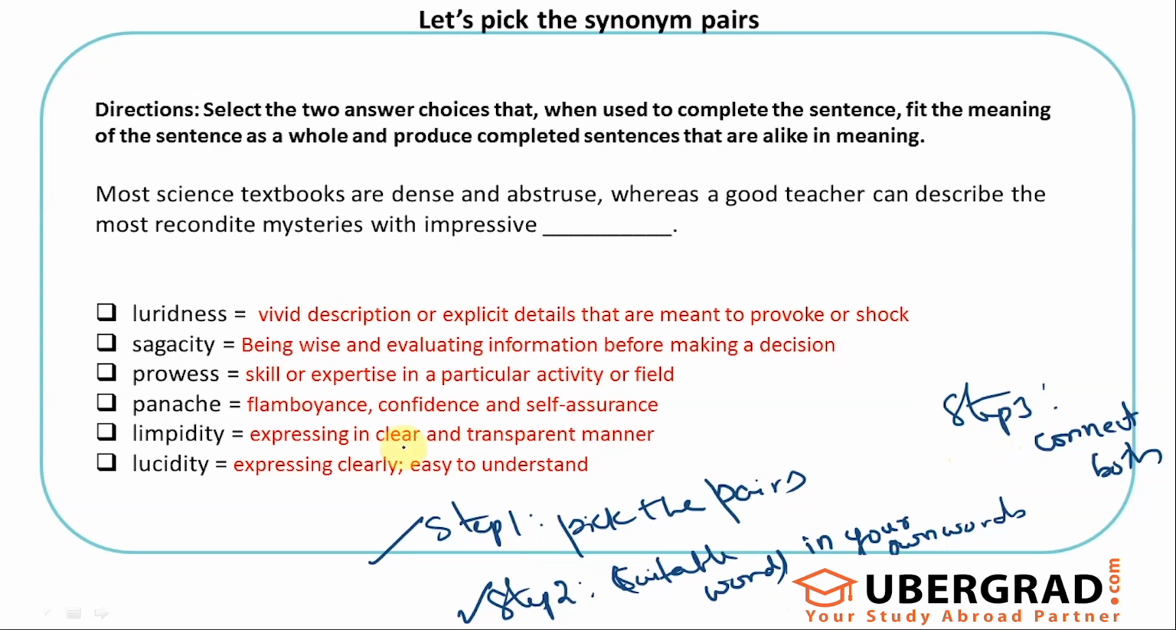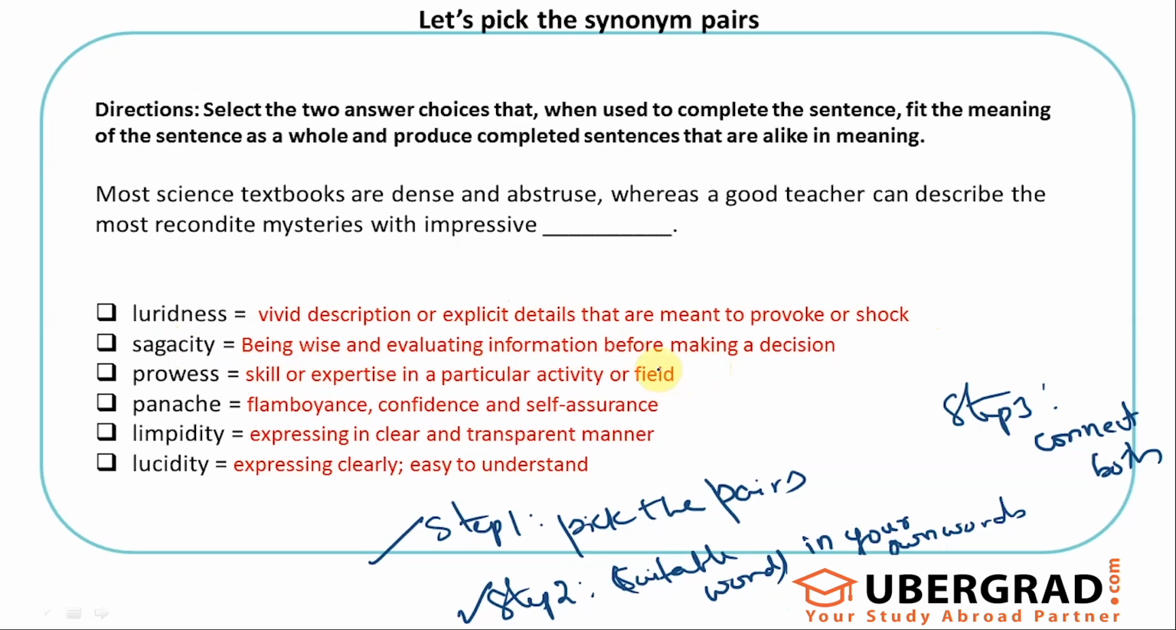So let's look at the first step, picking the pairs. Luridness is vivid description or explicit details that are meant to provoke a shock. The meanings of these words are not exactly right with respect to them being noun form or verb form, etc. We have just tried to give you a sense of what this word would mean. So don't worry about those minor technicalities. Luridness is basically having some description of details that are meant to provoke or shock you. So this is one.